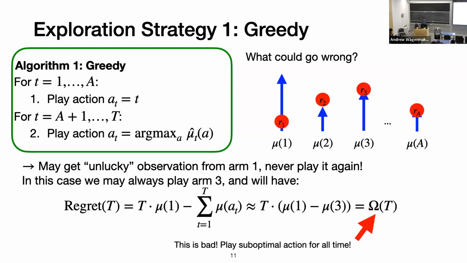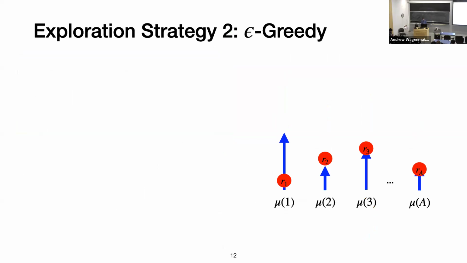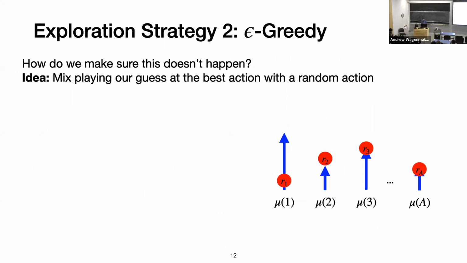Okay, so this isn't good, but maybe we can do a simple modification of that. We'll call this strategy epsilon greedy. So all I'm going to do for epsilon greedy is the following. Instead of just playing my guess at the best action, I'm going to mix it with some randomly chosen action.